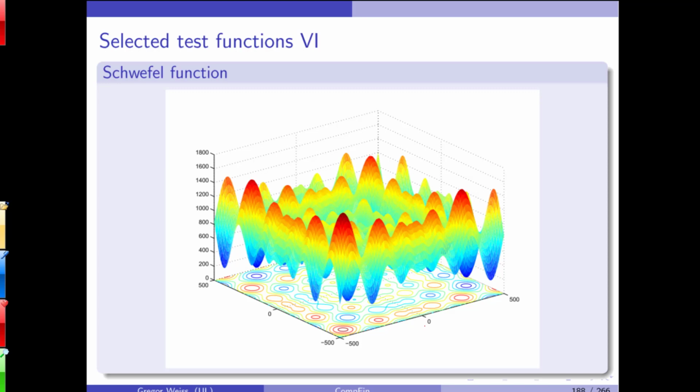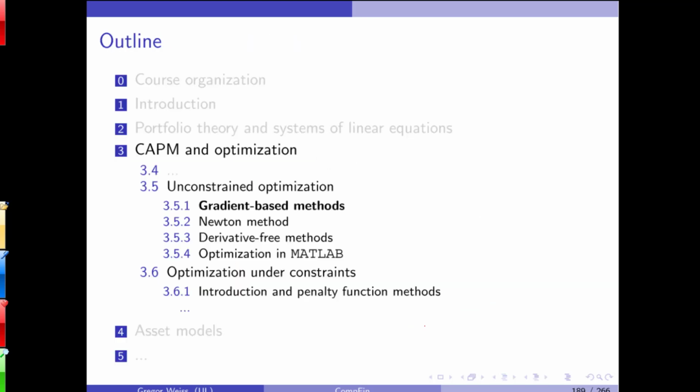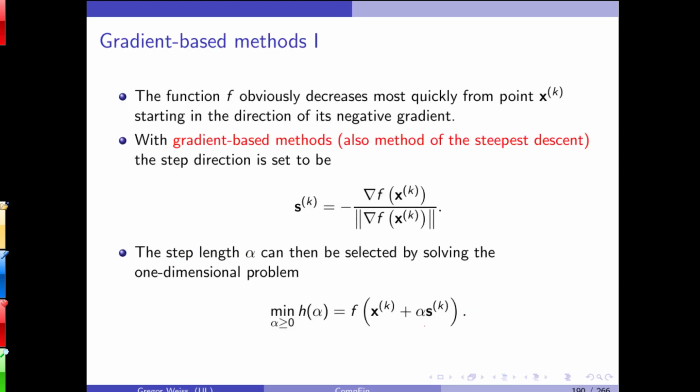And by applying any optimizing algorithm to these test functions, you can see how they would perform in a worst case scenario, because these test functions obviously constitute a worst case scenario. And if they perform well, then you know your optimizer is good. Okay. So we'll start with a gradient-based method.